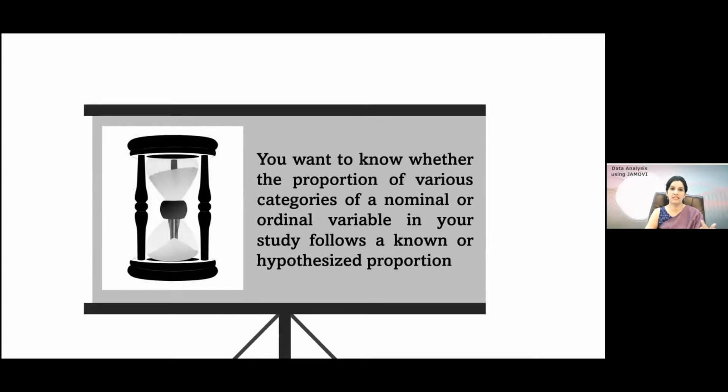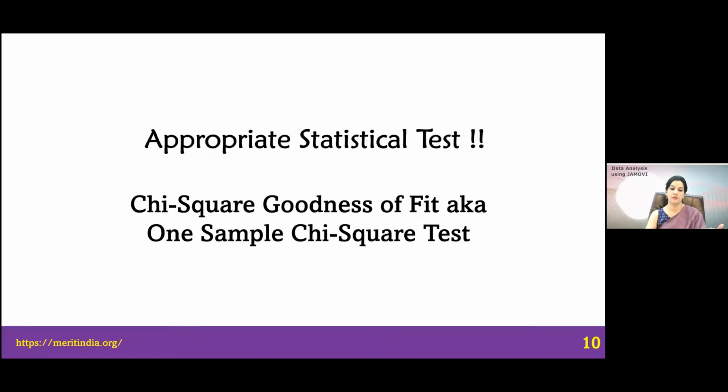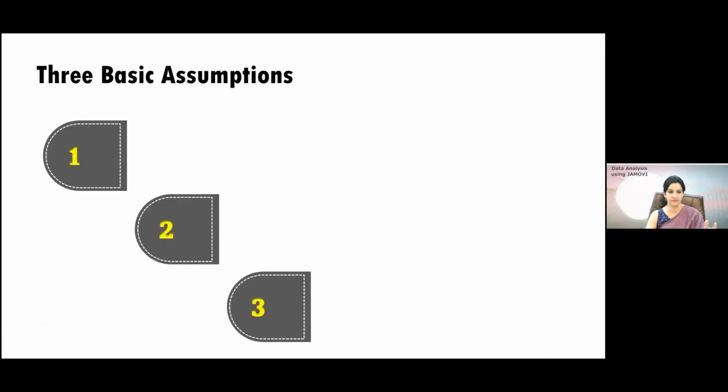That there is only a single variable, and you want to test the proportion of various categories of a nominal variable against a known proportion or against a hypothesized proportion. So for that, the appropriate statistical test is the chi-square goodness of fit test, which is also known as the one sample chi-square test. Now there are basically three assumptions.